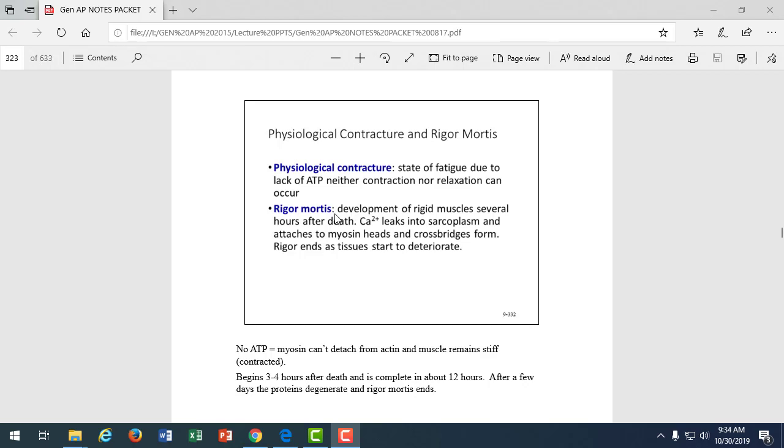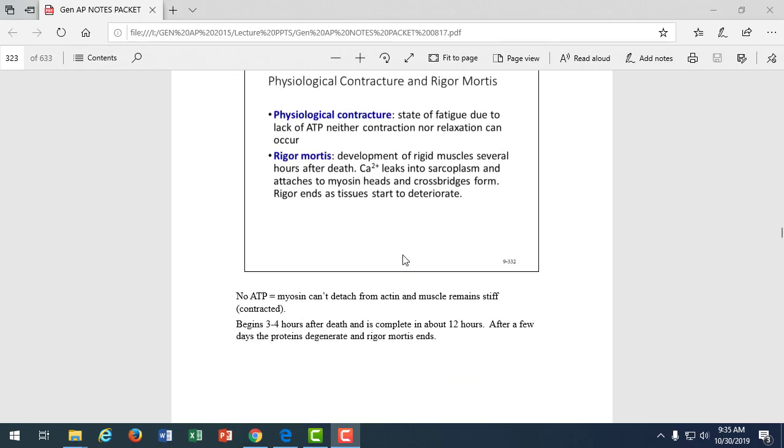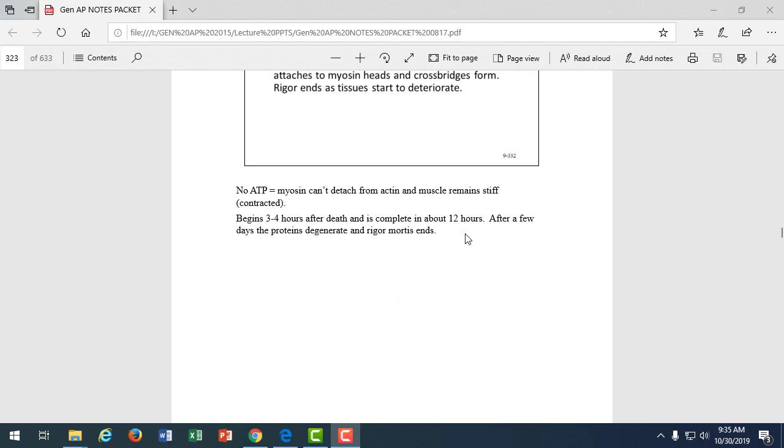Rigor mortis, we already talked about. What happens is as the sarcoplasm breaks down after death, calcium leaks out. This says leaks into the sarcoplasm. That's wrong. It leaks out of the sarcoplasm, cross that out. It leaks out of the sarcoplasm, attaches to the myosin heads, the cross bridges form, and they can't break down. And then it ends as those tissues break down and the proteins degrade. So it lasts about 3 to 4 hours, and it's completely done in 12 hours. So you'll know how long an animal has been dead.